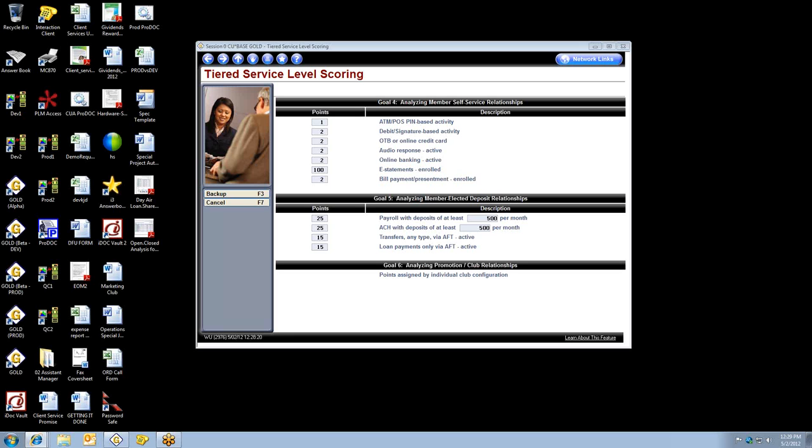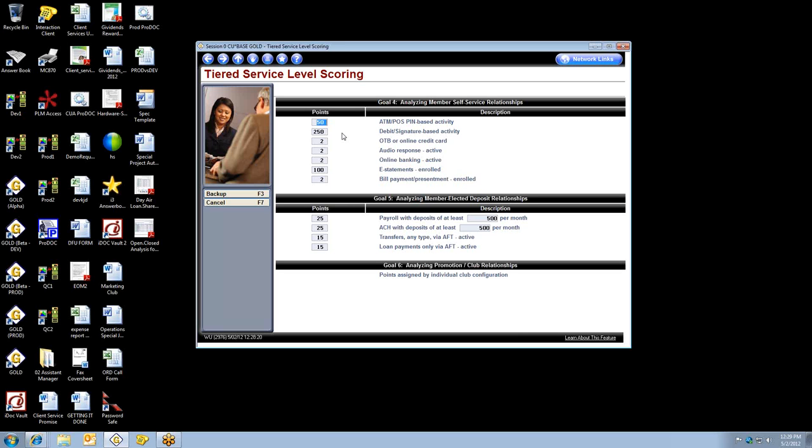Up towards the top of the screen, we have our ATM activity and our debit card activity. We have the option to score these a little bit differently if you'd like to. I have seen many credit unions who will score a lower number of points for ATM transactions. These would be your PIN-based transactions, then your actual signature-based transactions, based on the income that's received between the types of transactions. It simply looks for the type of transaction in the history file, and the member will score once regardless of the number of transactions.